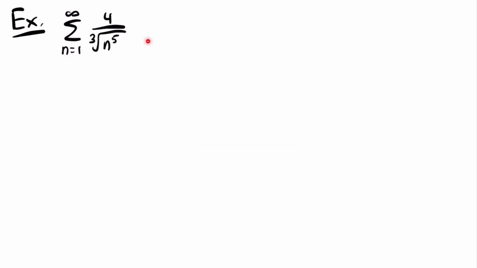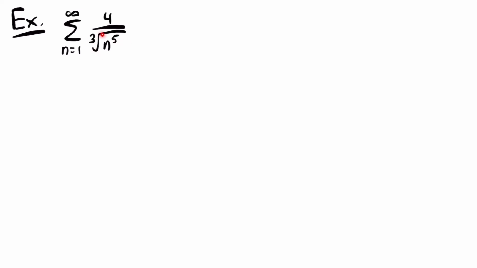All right, here's another example. We have the sum from n equals 1 to infinity of 4 divided by the cubed root of n to the 5th power. All right, so similar to our last example, don't let this 4 trip you up. It's just a constant multiple of 4, and so we don't really need to pay attention to that 4. It's not going to affect the convergence of this p-series.